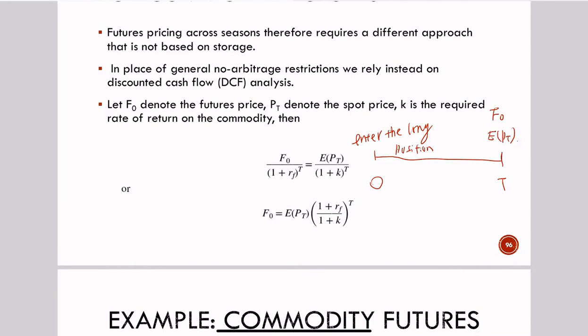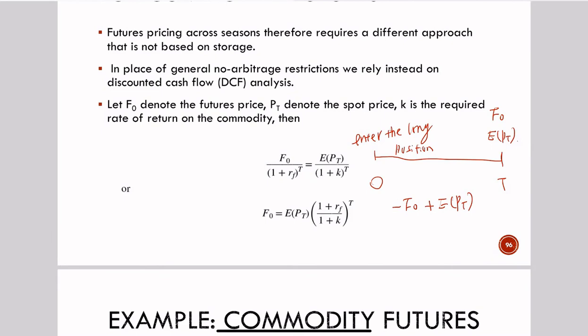Now what you can see here is essentially that on date t, you will pay F0 and you will get the expected spot price. However, if you think about time t and time 0, you can see that in the beginning, when you enter this long position, your cash flow is actually 0. So this implies that if you discount your future cash flows of F0 and EPT, then you should get a number of 0.